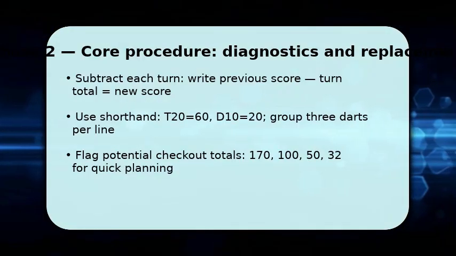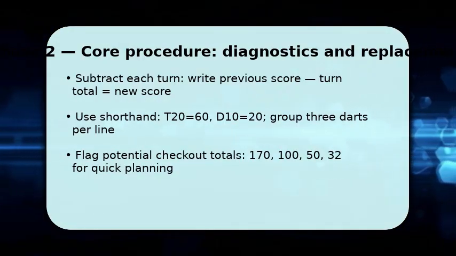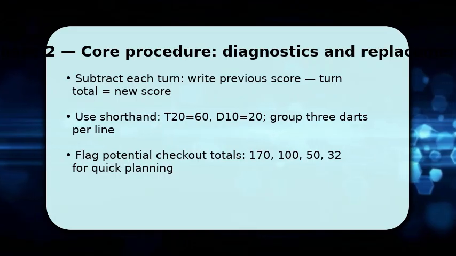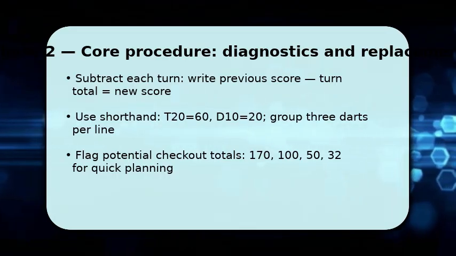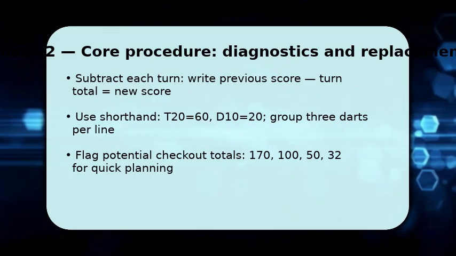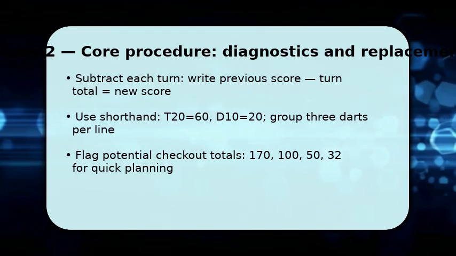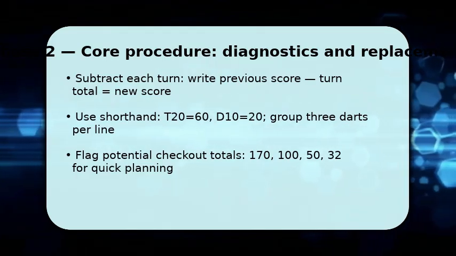Once play is underway, keep a firm rhythm. After each 3 darts, compute the previous score minus the turn total and update the running number. Use shorthand on paper and in your head: T20 equals 60, D10 equals 20, so you can write compact notes and avoid clutter. Group each 3-dart turn on one line.